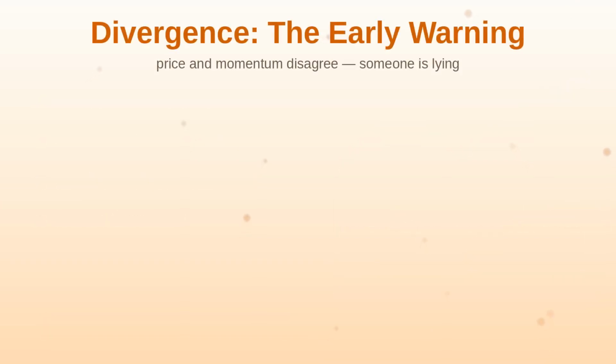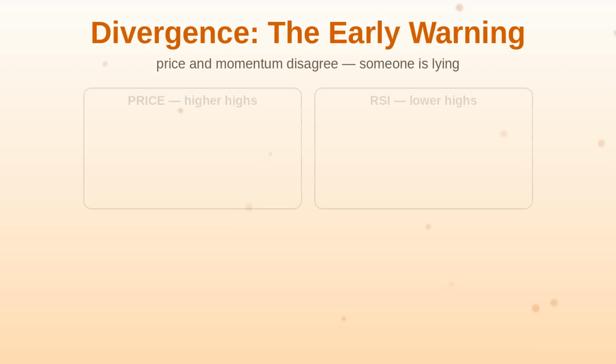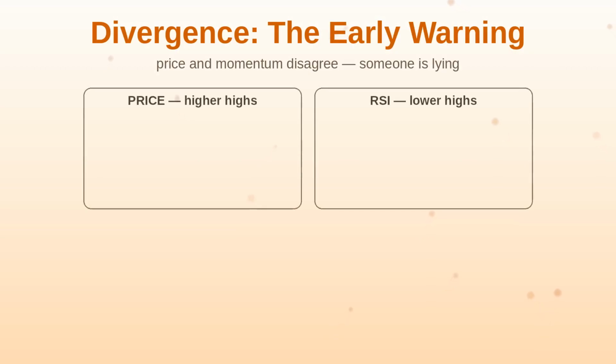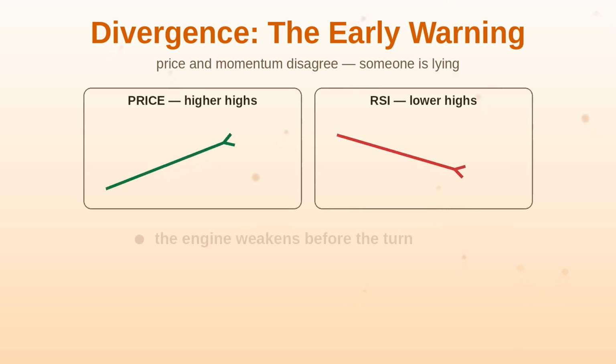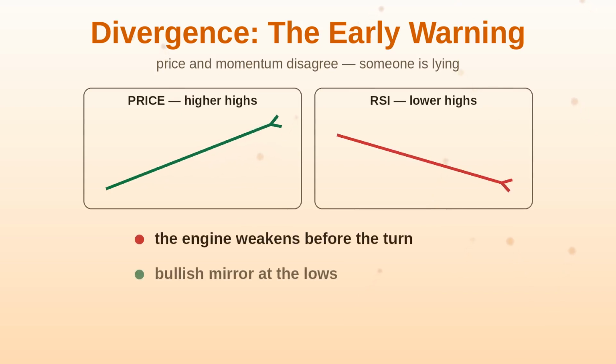Now the most powerful oscillator signal of all, divergence. Price makes a new high, but the RSI makes a lower high. The engine is weakening while the car still rolls forward. That disagreement between price and momentum often marks exhaustion before the turn.